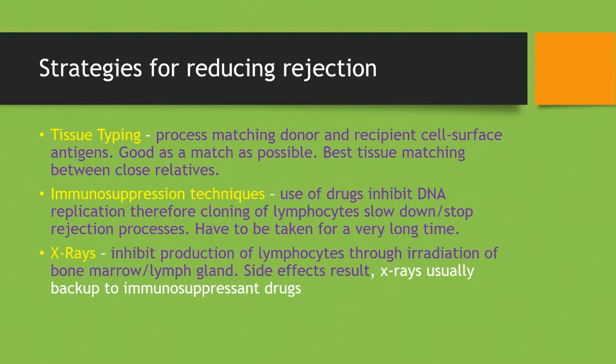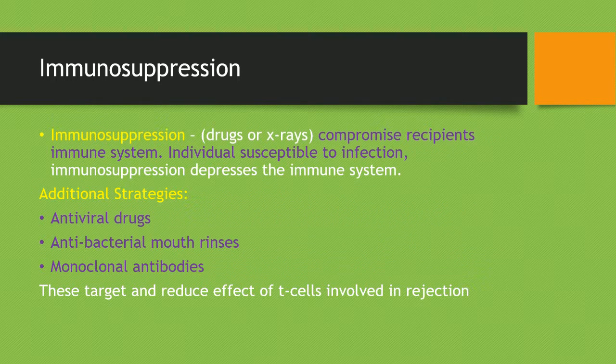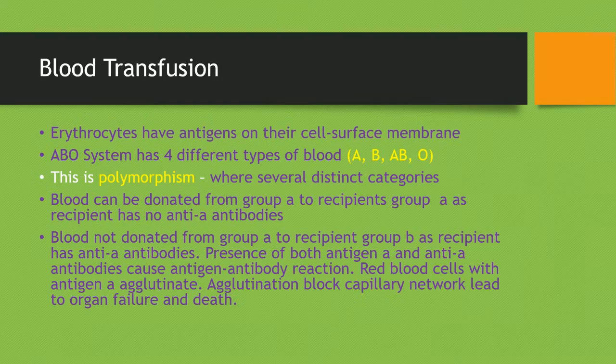Another immunosuppression technique is X-rays, as these inhibit the production of lymphocytes through irradiation of the bone marrow or the lymph gland, but side effects can result, and the X-rays are usually a backup to immunosuppressant drugs. So immunosuppression then, whether drugs or X-rays, can compromise the recipient's immune system, and the individual can become susceptible to infection. Immunosuppression depresses the immune system. This is where that comes from. Additional strategies that can be used are antiviral drugs, antibacterial mouthrinses, and monoclonal antibodies, which target and reduce the effect of T cells involved in rejection.